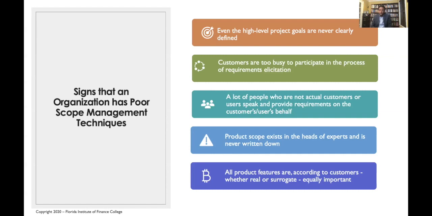And all products or features are, according to customers, whether real or surrogates, equally important. So, if you put everybody on the same table, not prioritizing who the key resources are who are going to give you the information, that's also a sign of poor performance on your project.